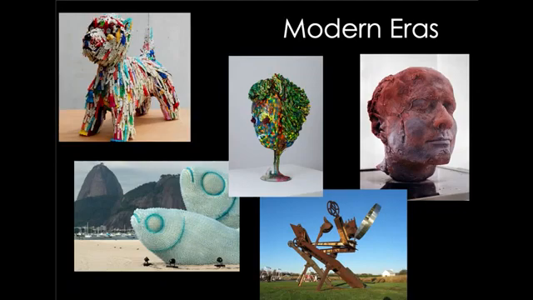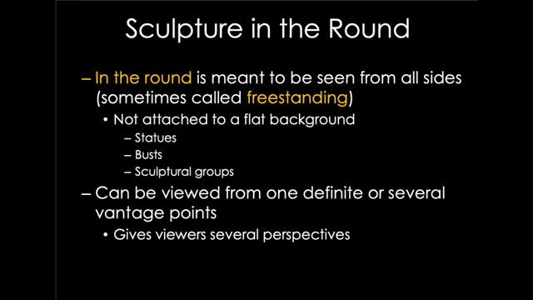So when we talk about sculpture, we have to define what type it is. In the round is meant to be seen from all sides. It's something that's three-dimensional. It can sometimes be called freestanding. It's a type of sculpture where the figures are represented in three dimensions. They are forms, so they are meant, again, to be seen from all angles. And these sculptures are not attached to a flat background. So statues or a bust or sculptural groups are the types of sculptures that are found in the round.